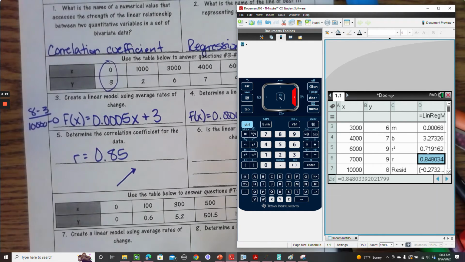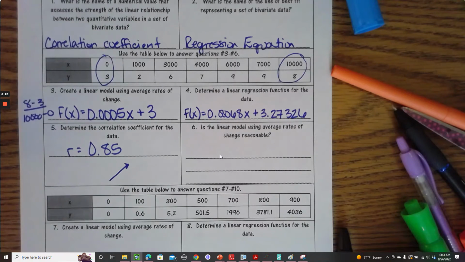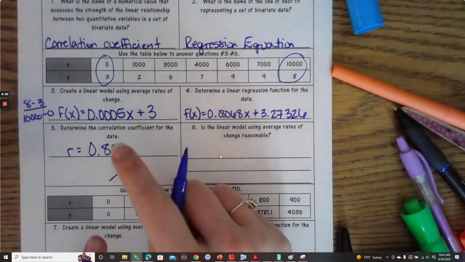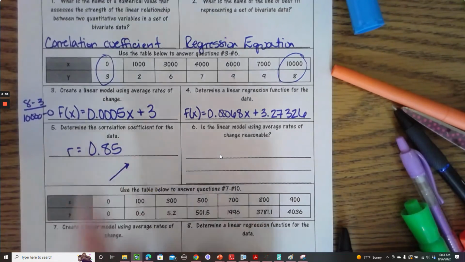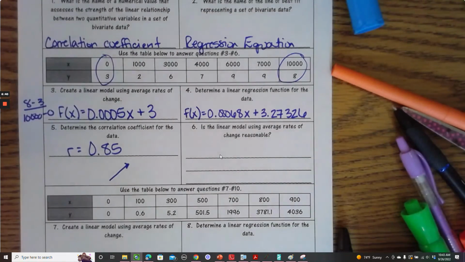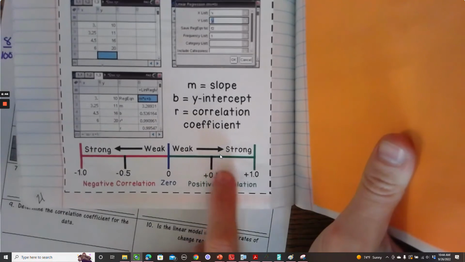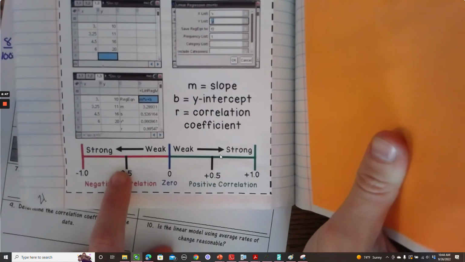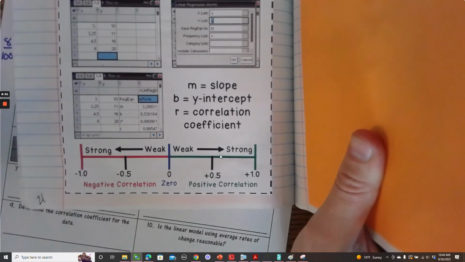All right, so how do we determine if the linear model using average rates of change is reasonable? What we look at is the correlation coefficient. If it's strong, it means it's pretty close. I would say, again, looking at this page, if it's greater than 0.5 this way, and then less than negative 0.5, so negative 0.7, negative 0.8. In those ranges, you're talking pretty strong.